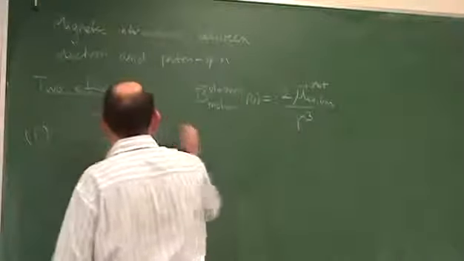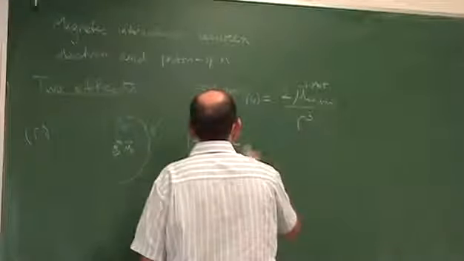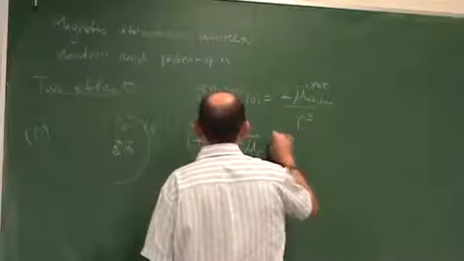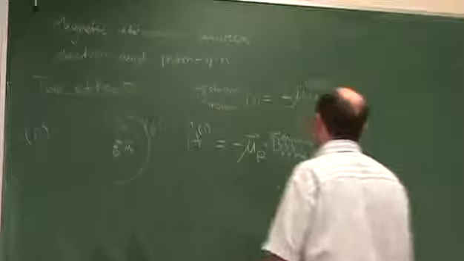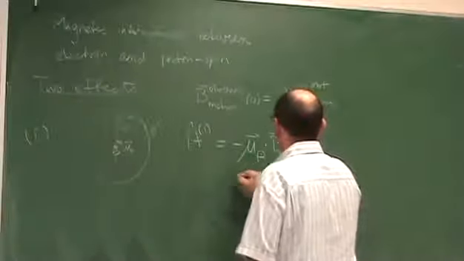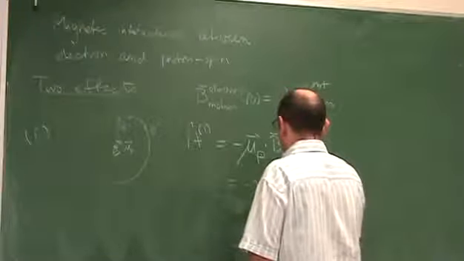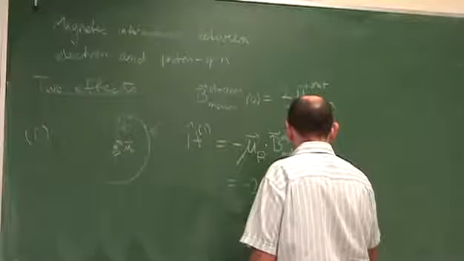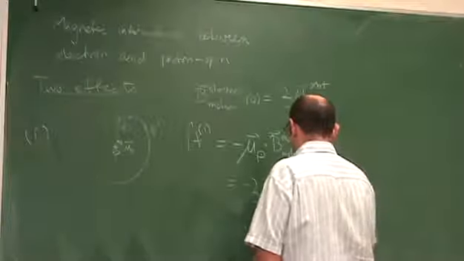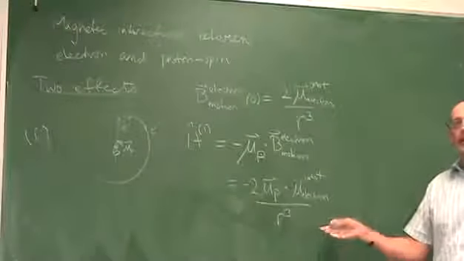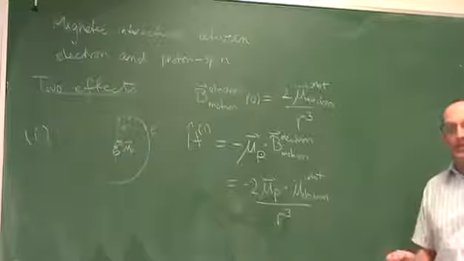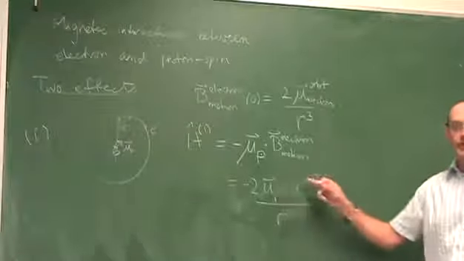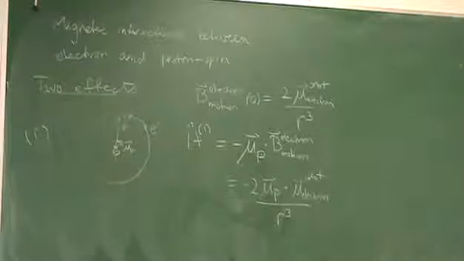So the first effect, let's call this effect number one, is minus mu proton dotted into this electron motion field. And that is equal to minus 2 mu proton dot mu electron orbit over R cubed. Again, in CGS units, the magnetic dipole moment has the same units as the electric dipole moment. It's charge times distance. So charge squared over distance is an energy. Dipole over distance cubed. If you want, there's a mu naught over 4 pi out front, but I don't want that.